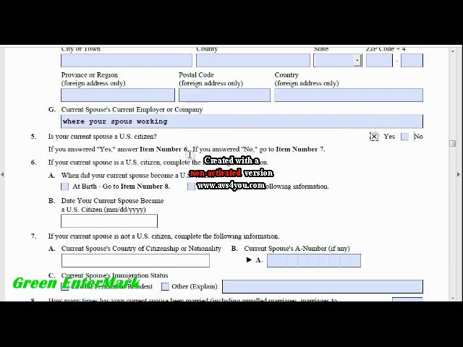If you say yes, then you have to provide, current spouse is a US citizen, complete the following information. At birth, your spouse is a US citizen, or it's just because of naturalization, or on the basis of other things, so other. Okay. Date your current spouse became a citizen, you have to mention the date.